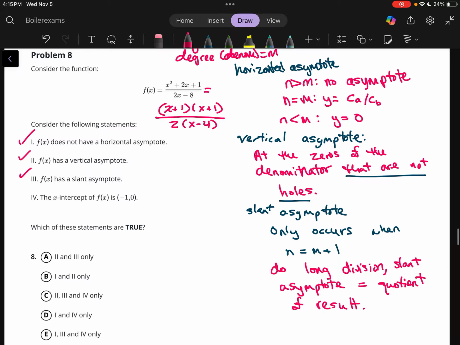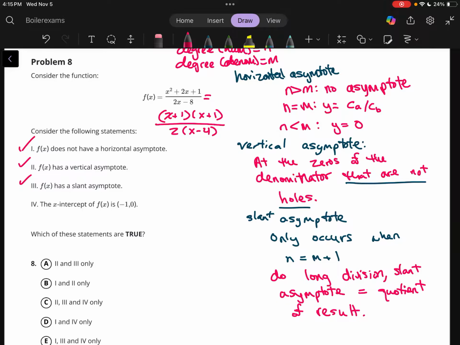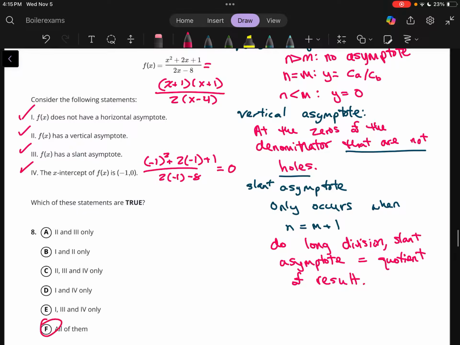And the last statement is actually pretty easy. It says the x-intercept of f of x is (-1, 0). All we have to do is plug in -1 and then see what's the result. And if it's 0, then we can say the statement is true. So plugging in -1, I get -1 squared is 1 plus -2. It's equal to 0. So statement 4 is also true, which means that the answer to 8 is F, all of the above.